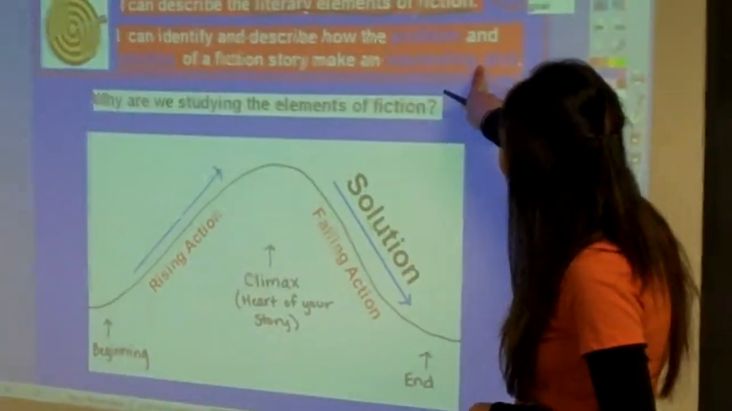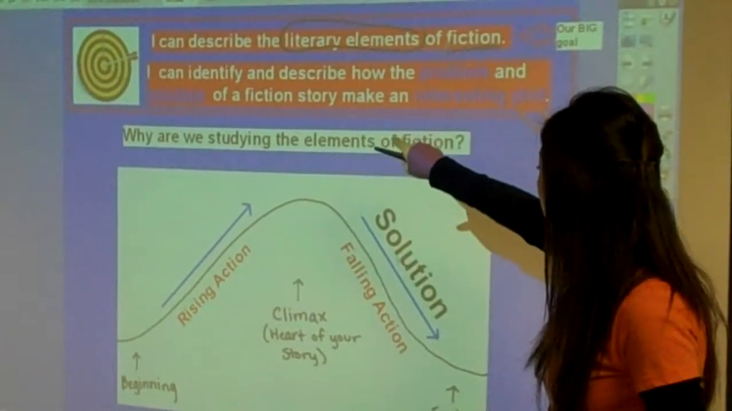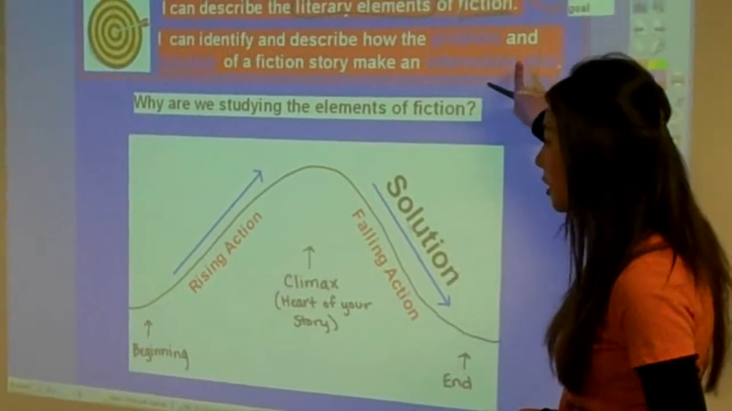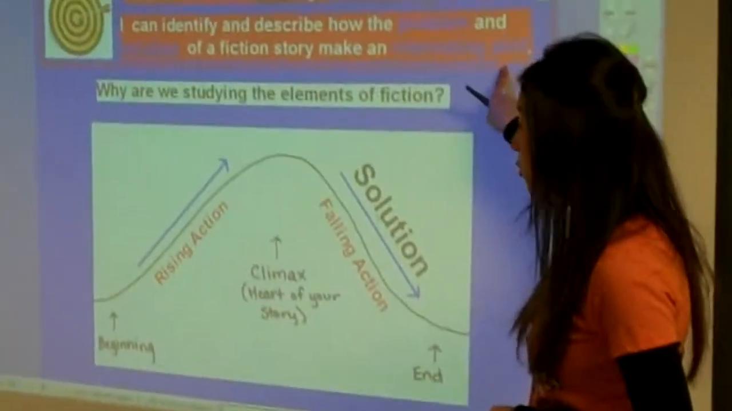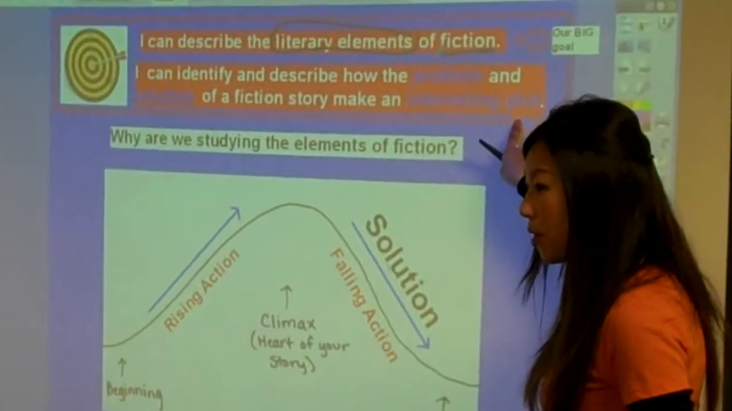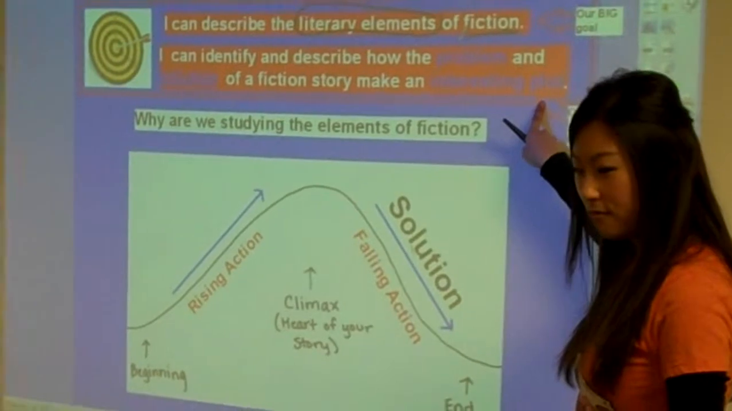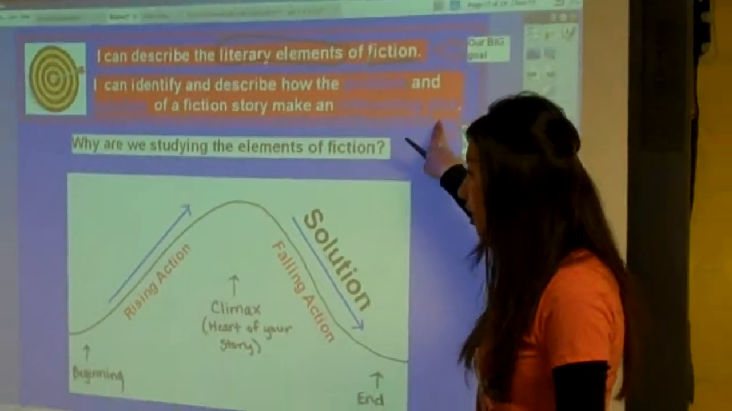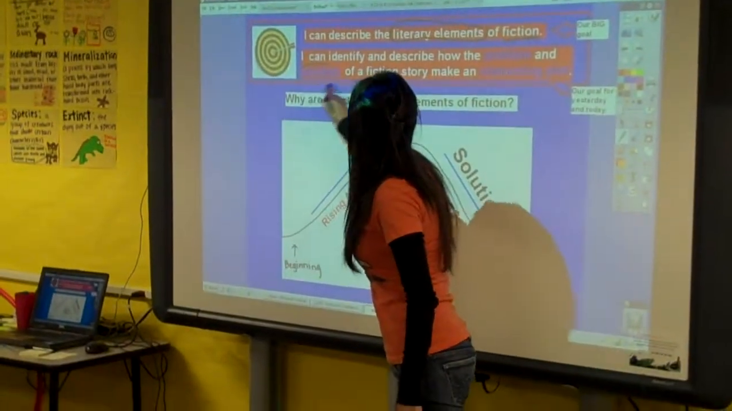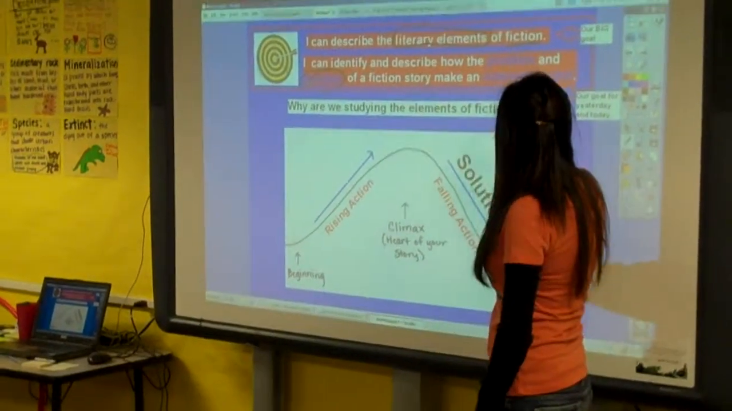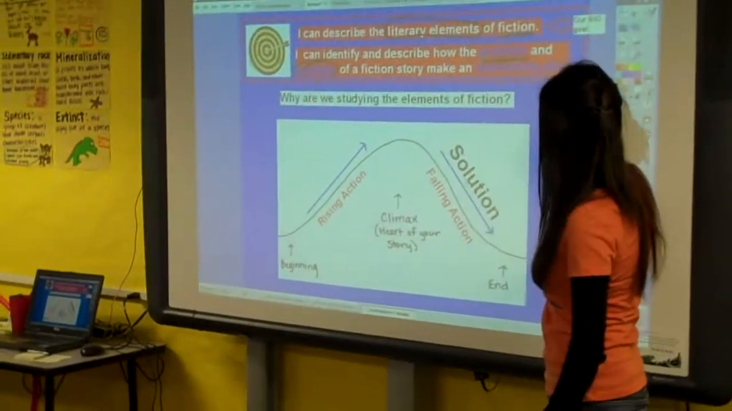I can identify and describe how the problem and solution of a fiction story make an interesting plot. Would it be weird if I had a story and it had this really great problem, but then it ended right there? It wouldn't be as interesting, right? We always need a solution, okay? So yesterday we talked about problem, and today we're going to talk about solution to make our stories very interesting.